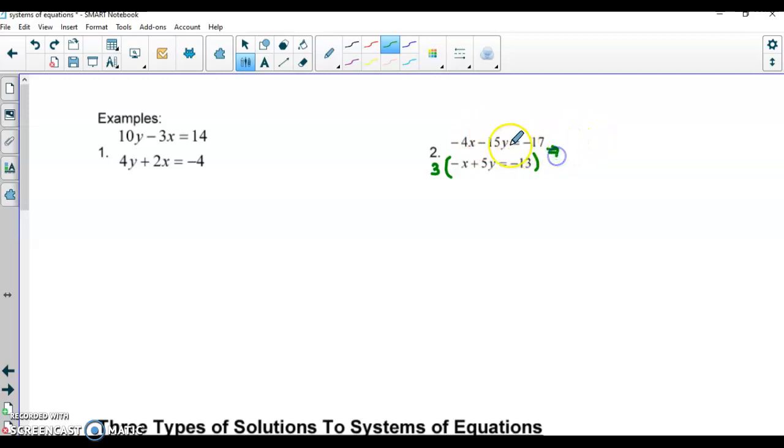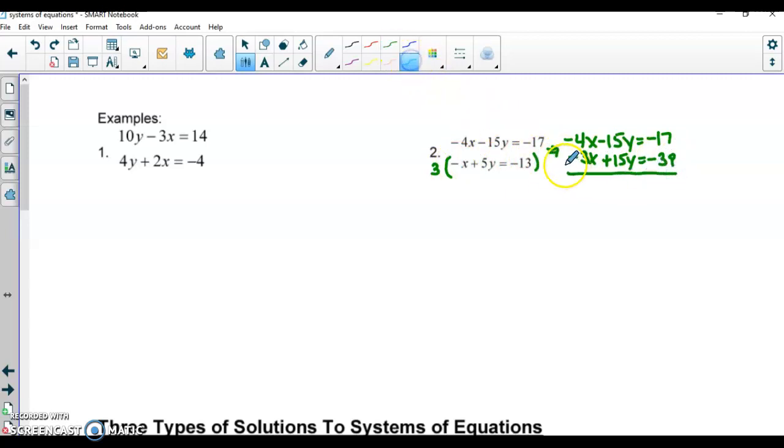So we're going to rewrite the top equation. We're not doing anything to the top equation. And the bottom equation, we're going to distribute and multiply everything in that equation by 3. And so that will give us negative 3x plus 15y equals 3 times negative 13 is negative 39.